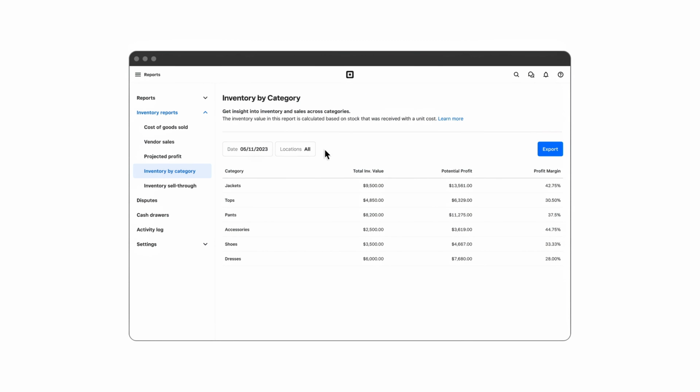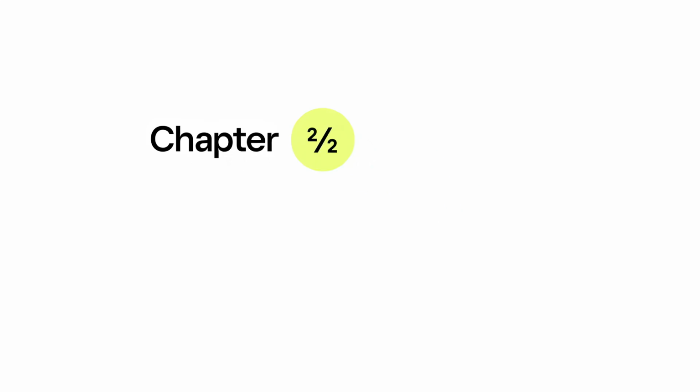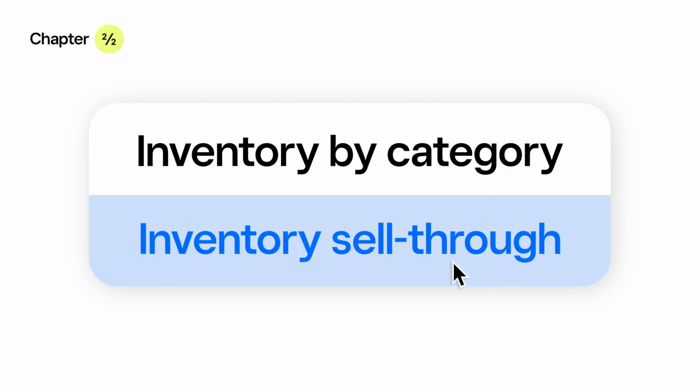You have the option to sort by category, total inventory value, potential profit, or profit margin. Now you know how much money is tied to your current inventory, and you can make more timely and informed purchasing decisions. Next up, we have the Inventory Sell-Through Report.